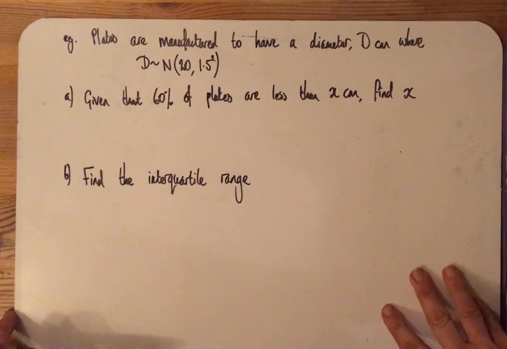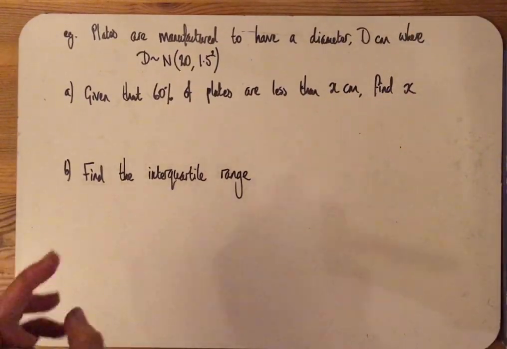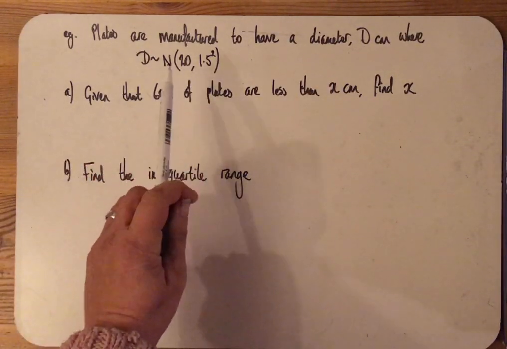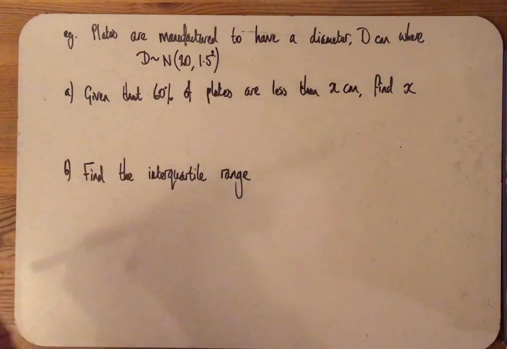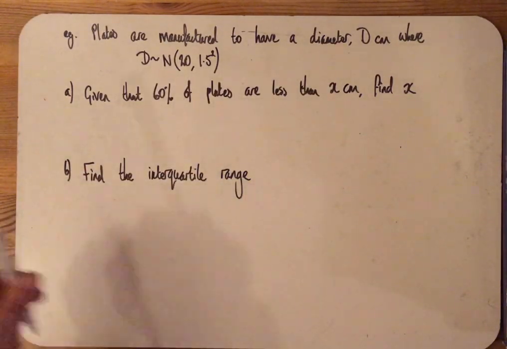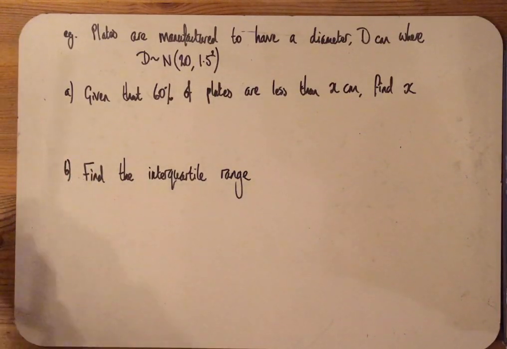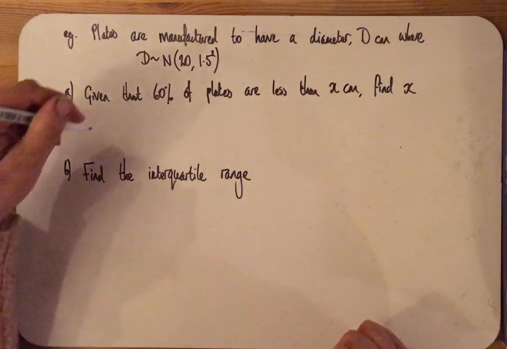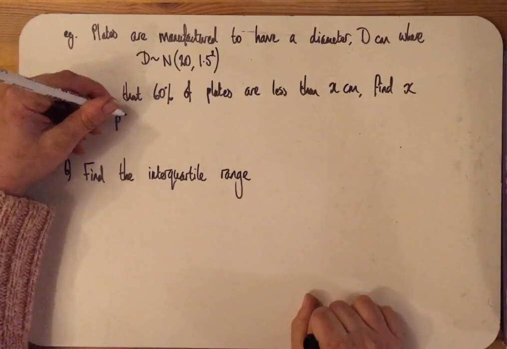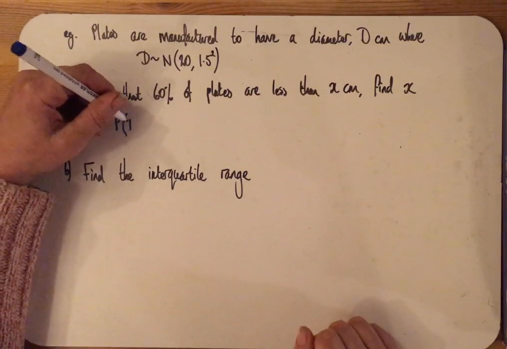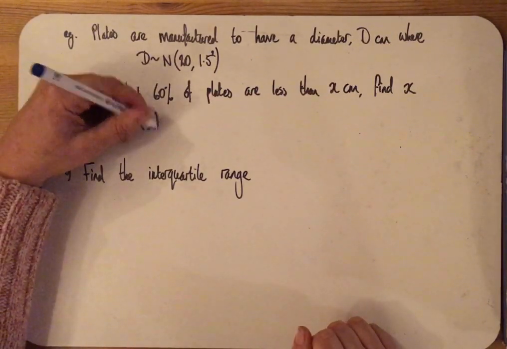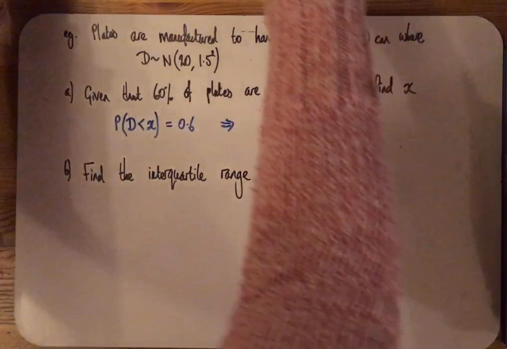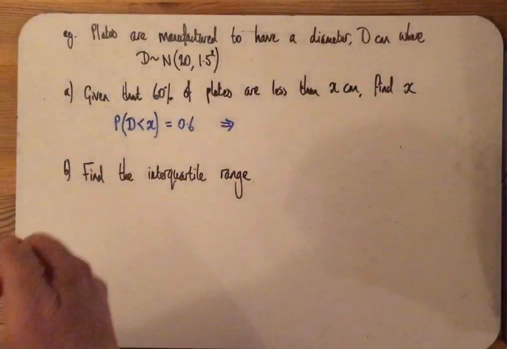So, second one, we've got plates being manufactured to have a diameter D. D is normally distributed, mean of 20, standard deviation 1.5, which seems quite high for a plate, but never mind. And we're told that 60% of the plates are less than X. So for this one here, we're just told that the probability of D being less than X equals 0.6. That's just like I was doing on the other exercise. It's just a little bit wordy, that's all.